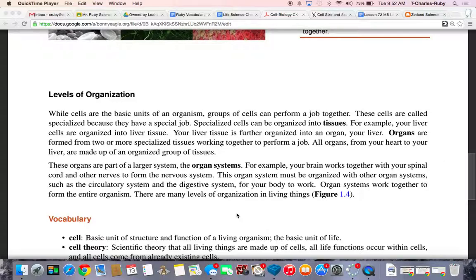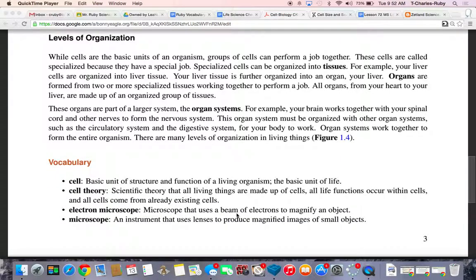These organs are part of a larger system, the organ system. For example, your brain works together with your spinal cord and other nerves to form the nervous system. This organ system must be organized with other organ systems, such as the circulatory system and digestive system. For your body to work, organ systems work together to form the entire organism. There are many levels of organization in living things. Figure 1.4. Thank you. Vocabulary.